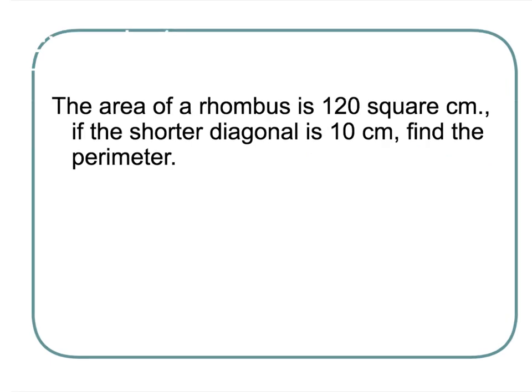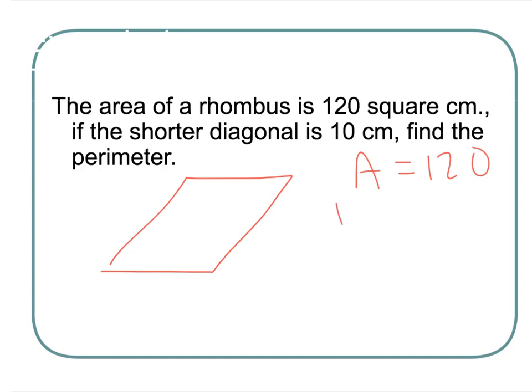All right, the area of a rhombus is 120 square centimeters. If the shorter diagonal is 10 centimeters, find the perimeter. So the area is 120. So let's just draw our rhombus here. Right, all the sides are congruent. Area equals 120. In other words, 120 is equal to the two diagonals multiplied together, right? And 1/2. 1/2 times some stuff. It says if the shorter diagonal is 10 centimeters, so one of them is 10, find the perimeter.